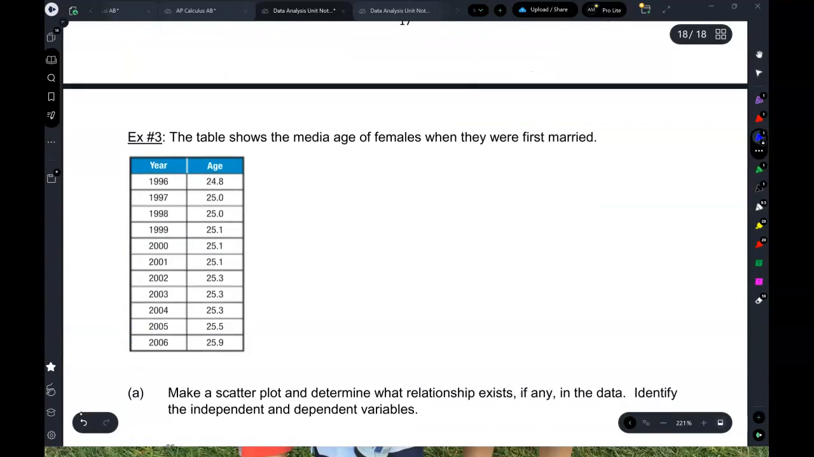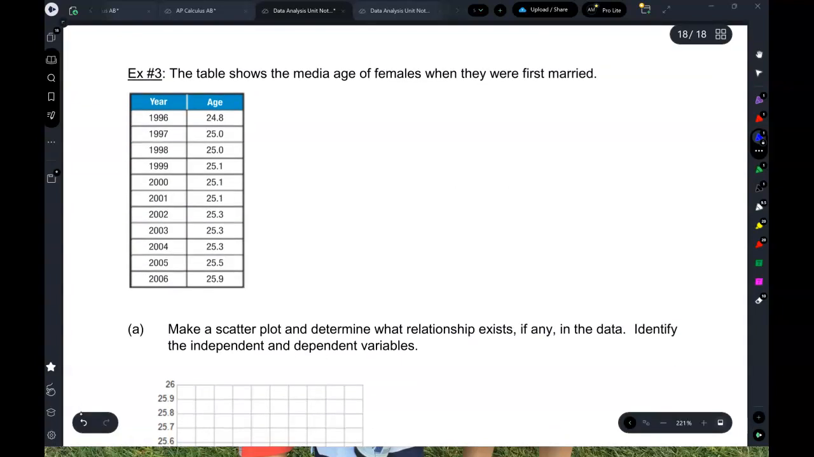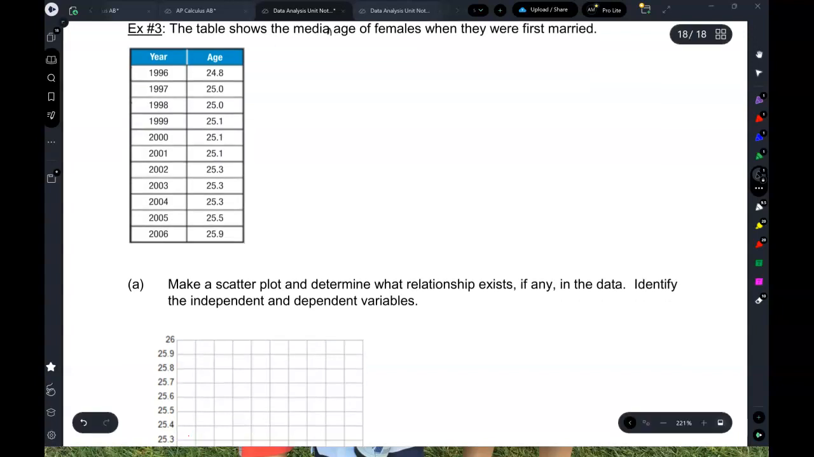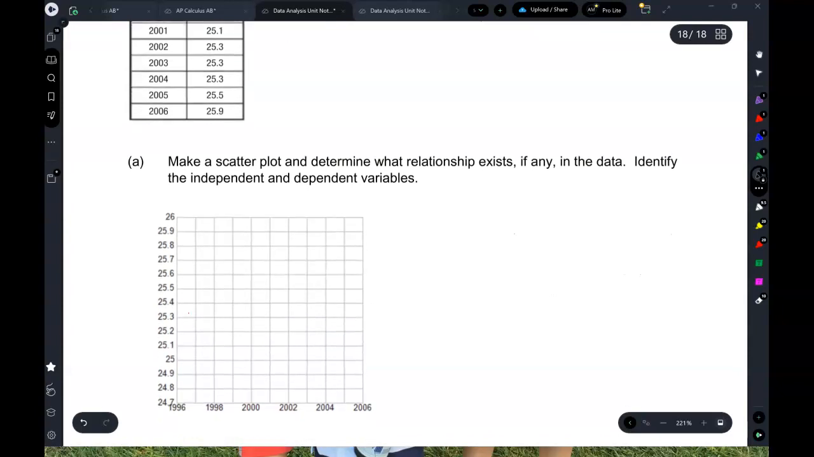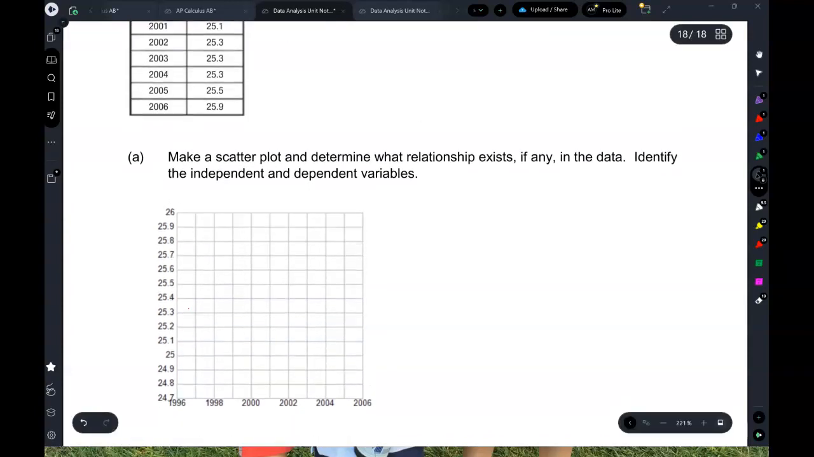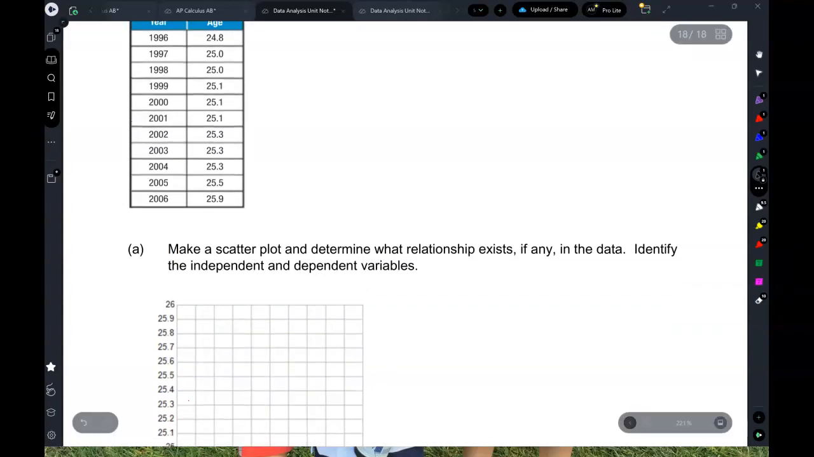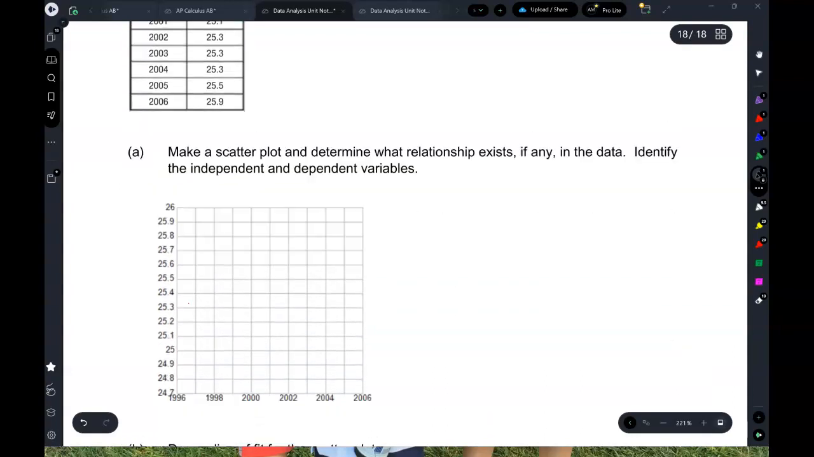So the table shows the median age of females when they were first married in these years. I think that should say median, not media age. Okay. So let's see if there is a relationship here. Make a scatter plot and determine if the relationship exists. Identify the independent and dependent variables. So what do you think? What would be the independent on the horizontal axis? The year, and then the age.